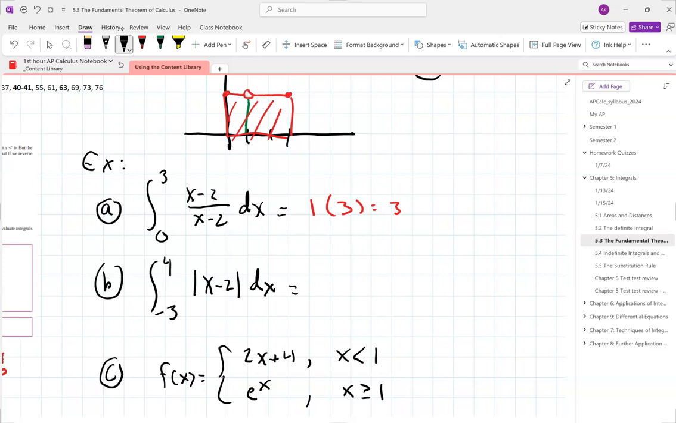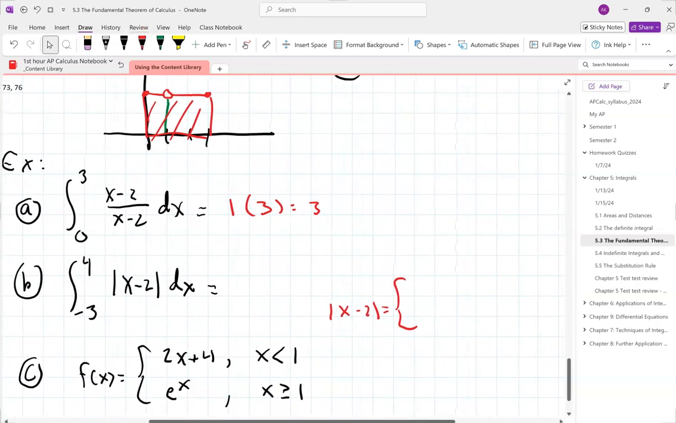Sure, but it's still going to be integrable. And it's only not differentiable at the corner, right? Everywhere else on the function it would be. What should we do here? What I would do, or what you should do, is we should write the absolute value of x minus 2 as a piecewise function.